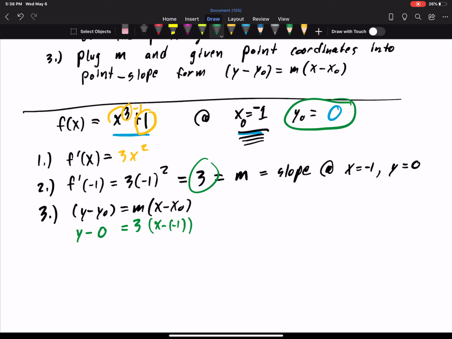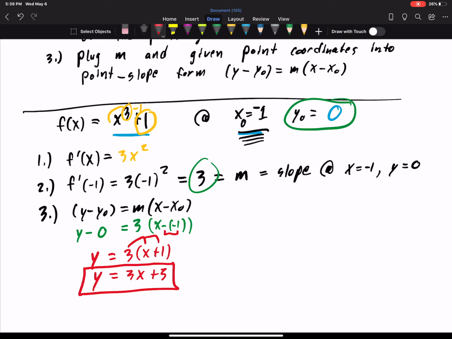Okay, so how does this simplify? Look at the left-hand side. That's equal to just y. On the right-hand side, we can clean up this minus minus right here, so that becomes x plus 1. So we have 3 times x plus 1. And then we can distribute this 3 to each of these terms, so this gives you 3x plus 3. Okay, so the final answer is y equals 3x plus 3, and this is the equation of your tangent line.